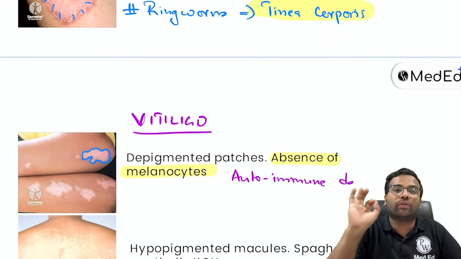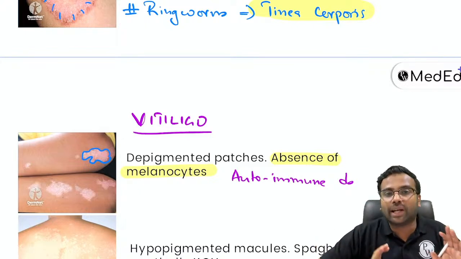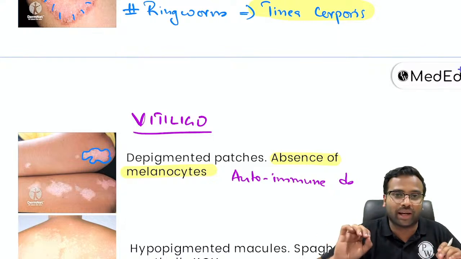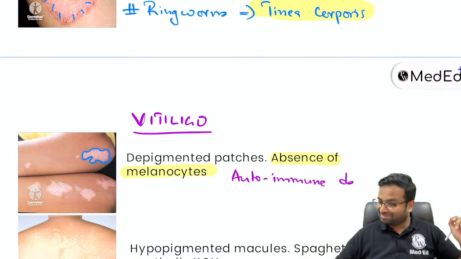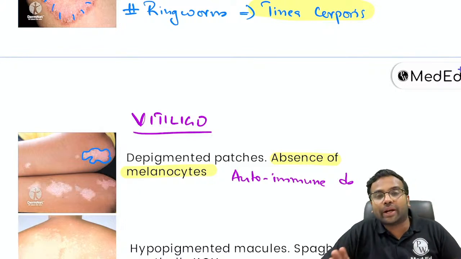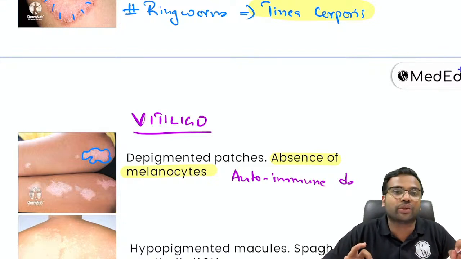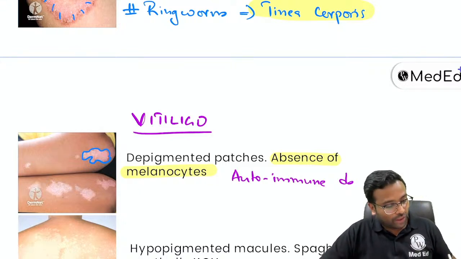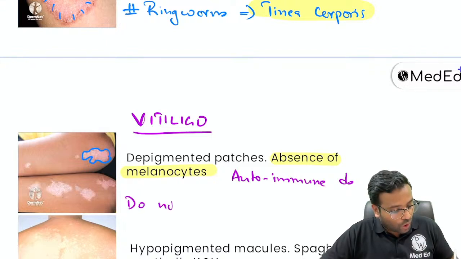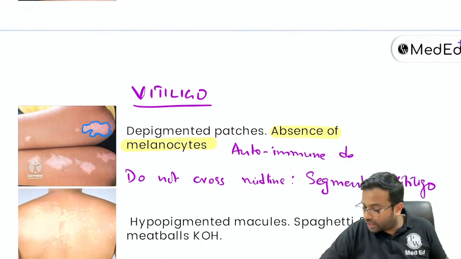In case you get a vitiligo which does not cross the midline, a bonus question for you. If a vitiligo lesion does not cross the midline, what is it called? Anyone? Be it on one side of the face, one side of the neck, one side of the thorax, it is not crossing the midline and you see a depigmented lesion. So vitiligo that does not cross the midline, please remember, is called segmental vitiligo.